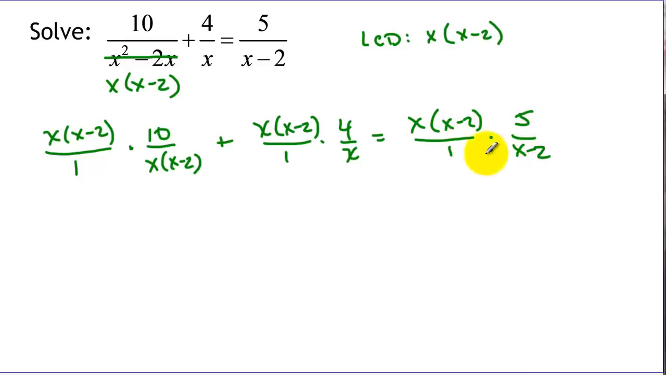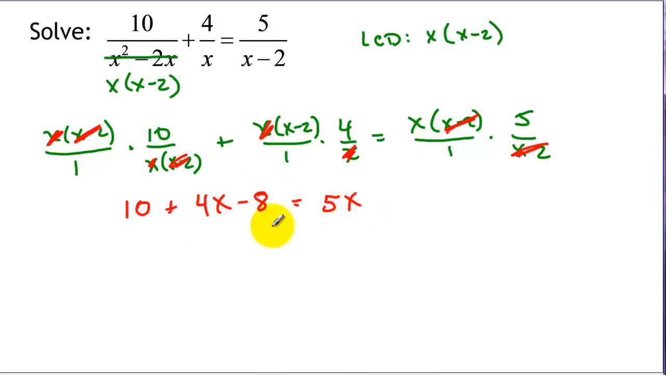And we're going to simplify each multiplication problem. Now, if you have the right LCD, every denominator needs to cancel out. If all the denominators don't cancel out, then you had not found the proper LCD. So here our x's cancel out and the x minus 2's. So here we're just left with 10. Here our x cancels, so we're left with 4 times x minus 2, so that's 4x minus 8. And over here, the x minus 2 cancels out, so we're left with 5x.